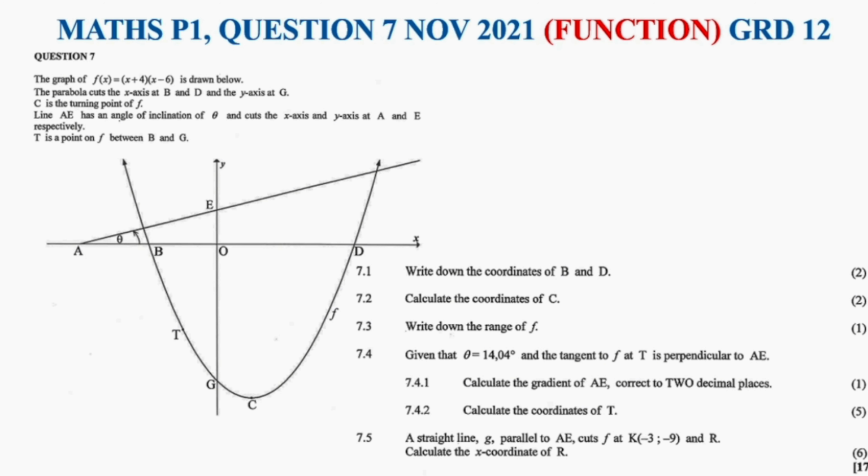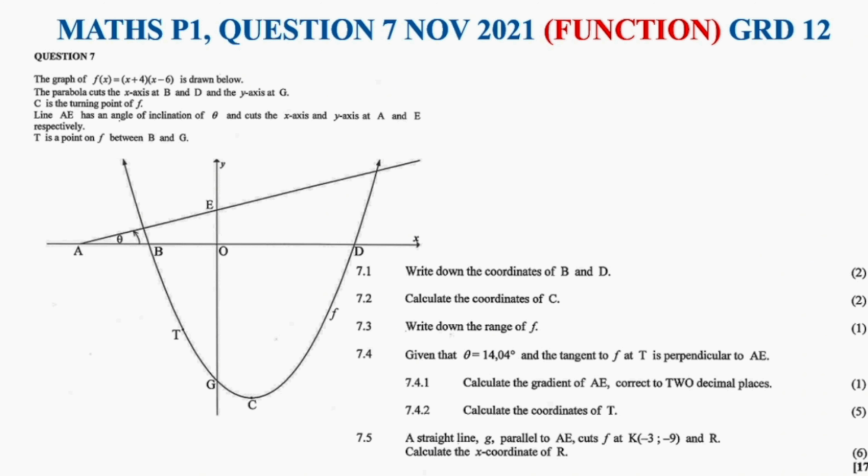We are given a function question here. It was a function question of a parabola and also a straight line. What is given there is f of x in terms of (x + 4)(x − 6). It's a parabola. It cuts through B and D as the x-intercepts, and G is our y-intercept, and C is the turning point, which we get when the first derivative is equal to 0. And then we have line AE, which has an angle of inclination that cuts through the x-axis and the y-axis at A and E respectively. Okay, let's have a look at it.